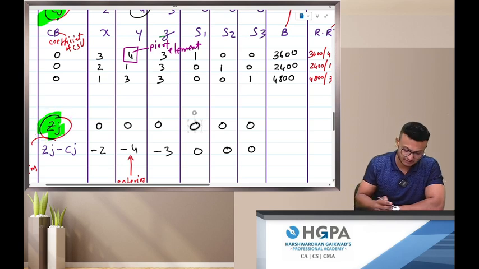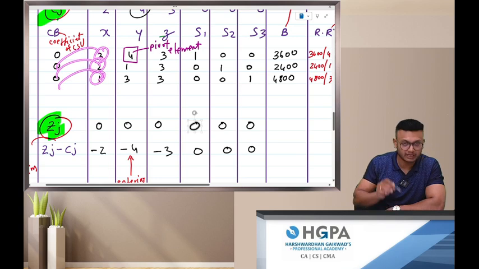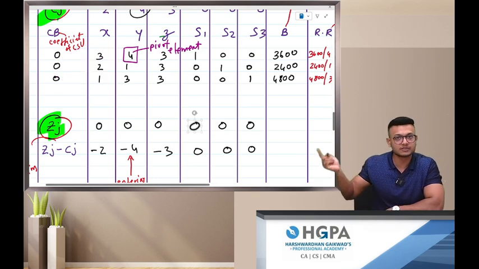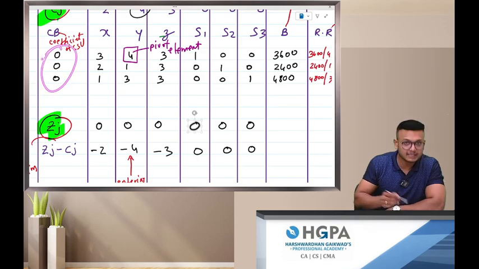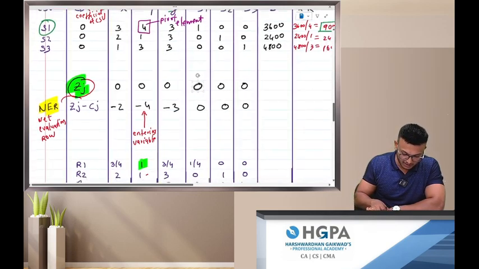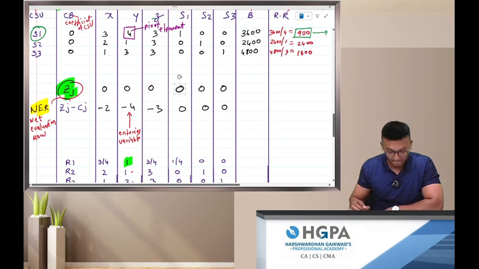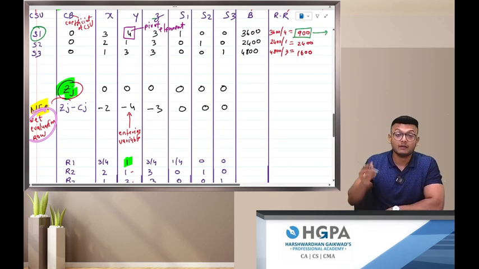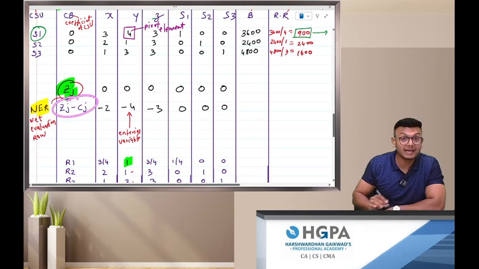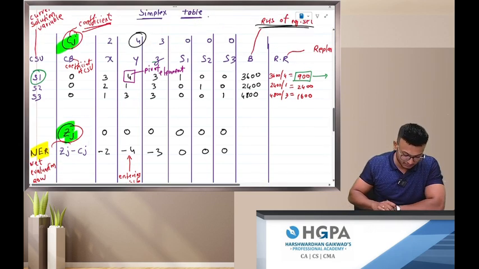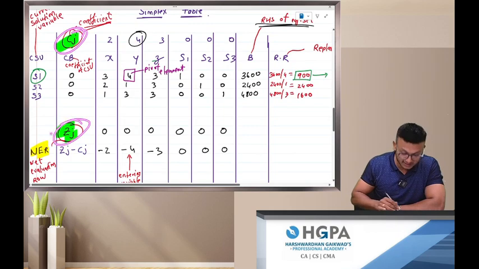ZJ. So how to compute ZJ? Very simple. This number into this number, into this number, into this, plus. The first thing is obviously going to come 0 only because these numbers will be 0. After that, the main part comes, and that is your NER, that is your net evaluation rule, which is to be computed by ZJ minus CJ. Now, this is very simple. You have CJ already here and ZJ already here.